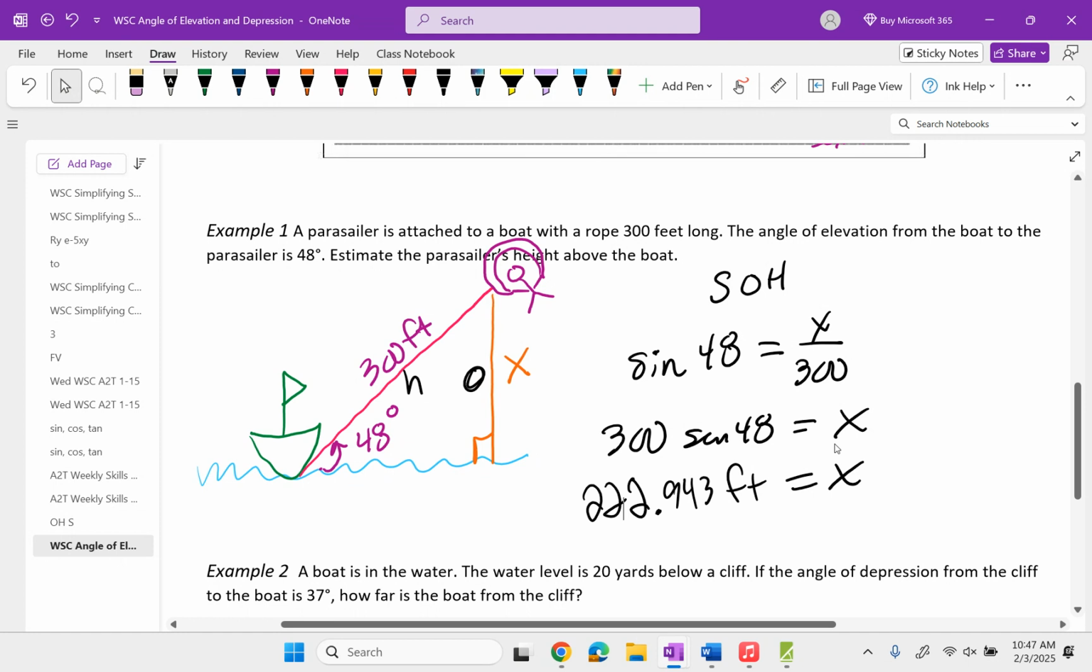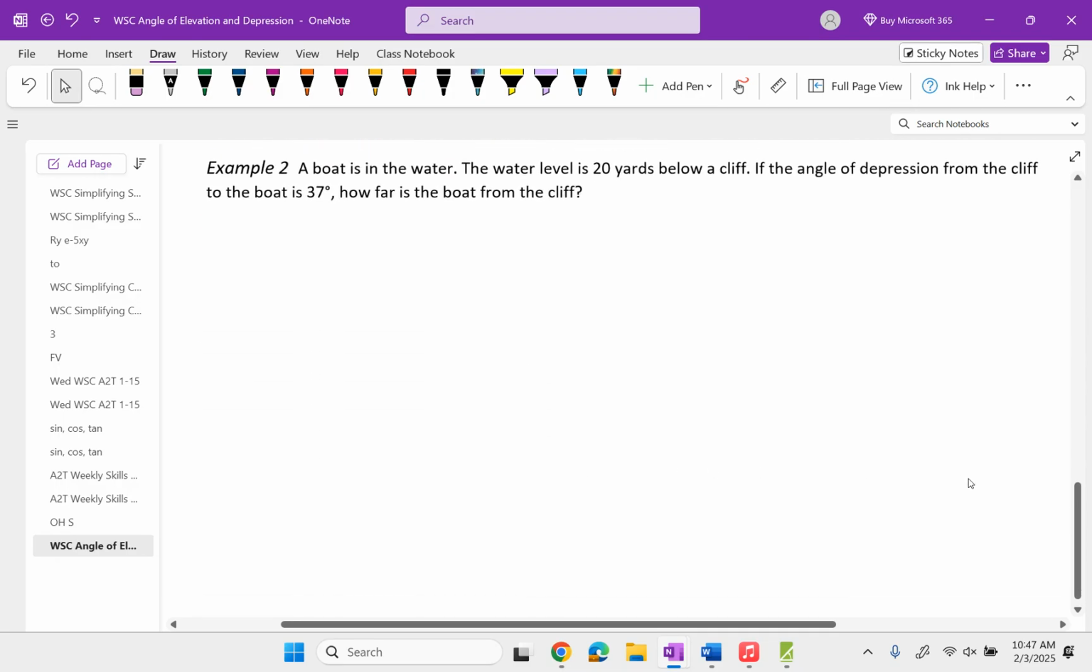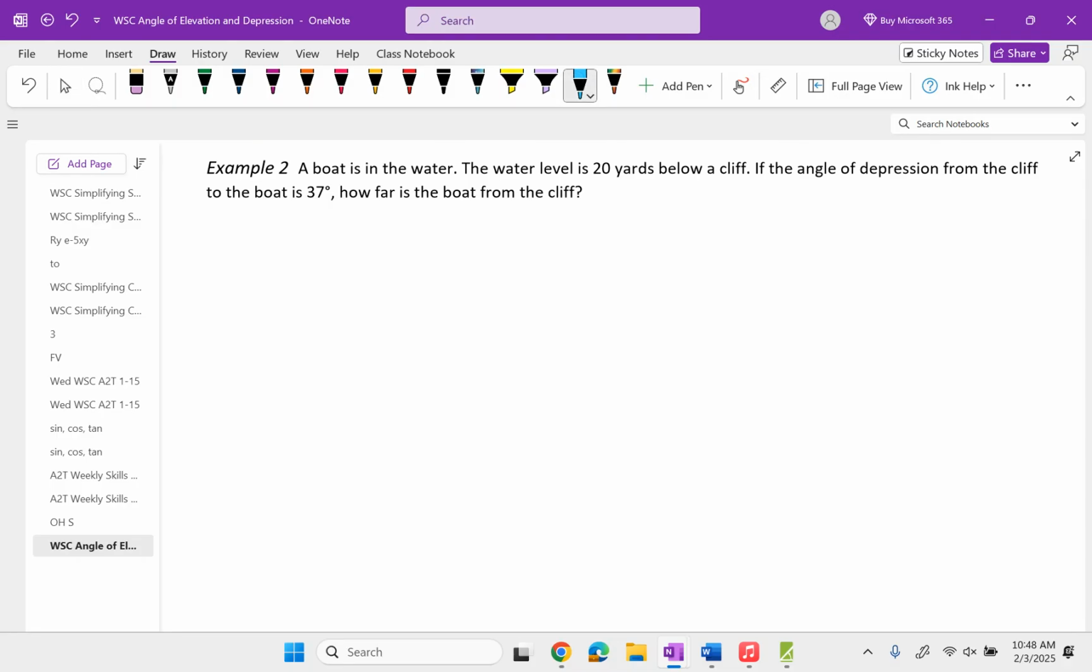All right, we're going to try one more. Any questions on how to do angle of elevation? All right. Number 2, a boat is in the water, so we get to draw another boat. Fantastic, I'm good at drawing boats. The water level is 20 yards below a cliff. If the angle of depression from the cliff to the boat is 37 degrees, how far is the boat from the cliff? Okay, so we need some water. We need a boat. I probably drew my boat way too big. We need a cliff. Here's the cliff.